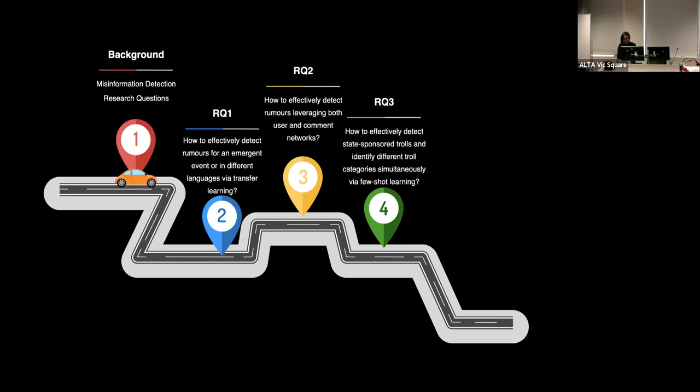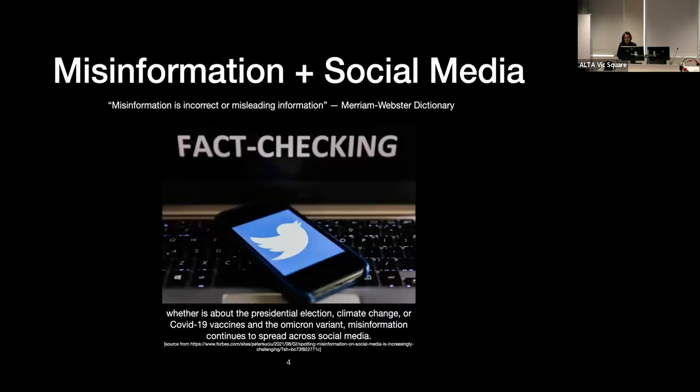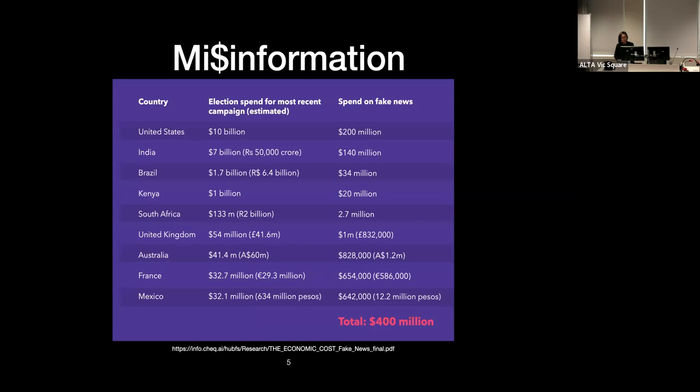Let's get started: misinformation and misinformation on social media. The definition of misinformation we adopt here is incorrect or misleading information. And what happens on social media? We use our mobile phones every day. We check the news, the presidential election, climate change, COVID or vaccines. Yet all this kind of information is spreading on social media, and what we want to find out is whether this information is correct or not. That motivates us to do this research.